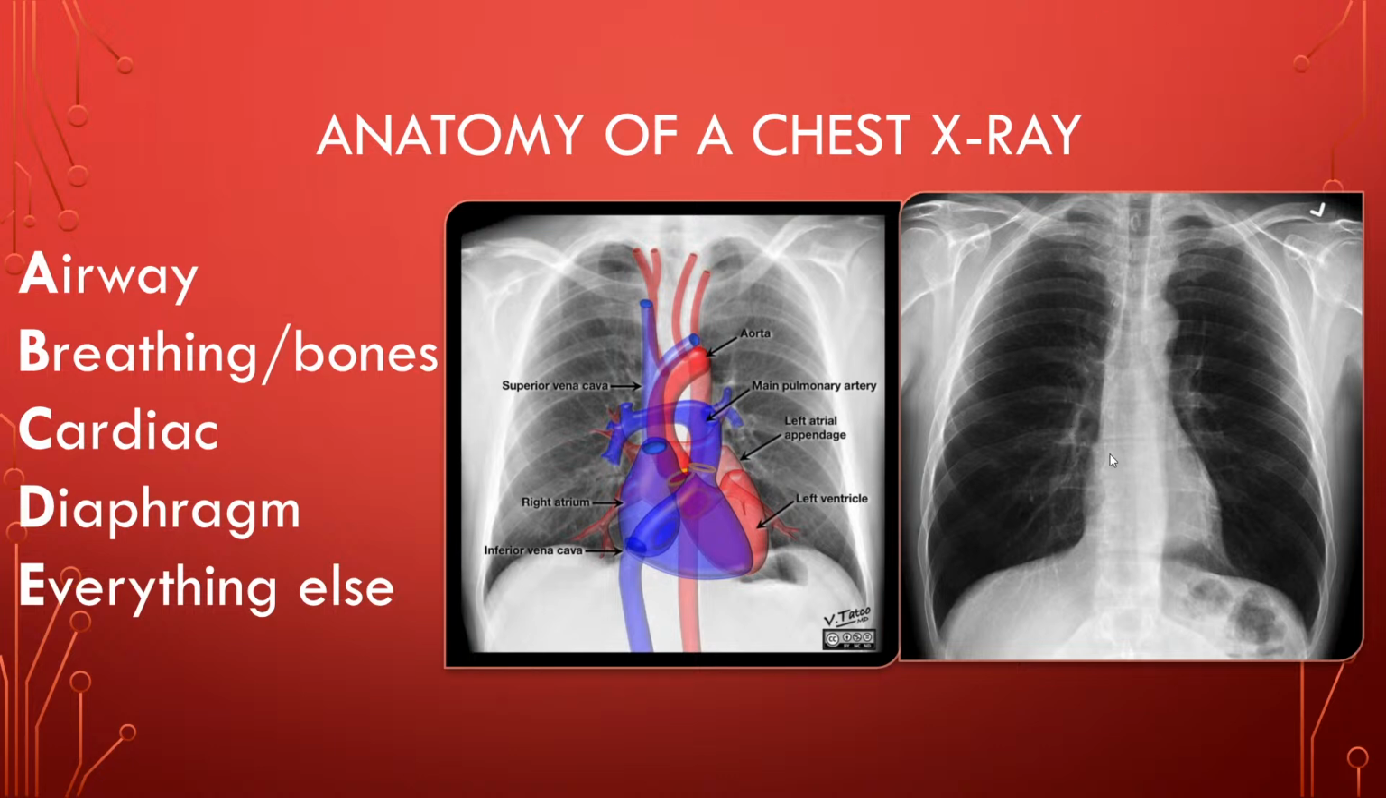Obviously, it's all black and white, which comes to the point of what the colours mean. So can anyone tell me what white would represent on a chest x-ray?